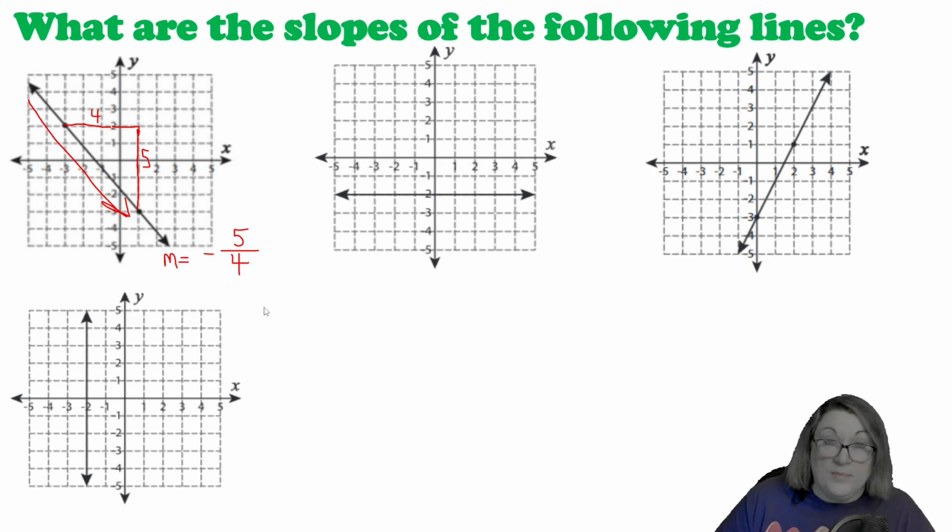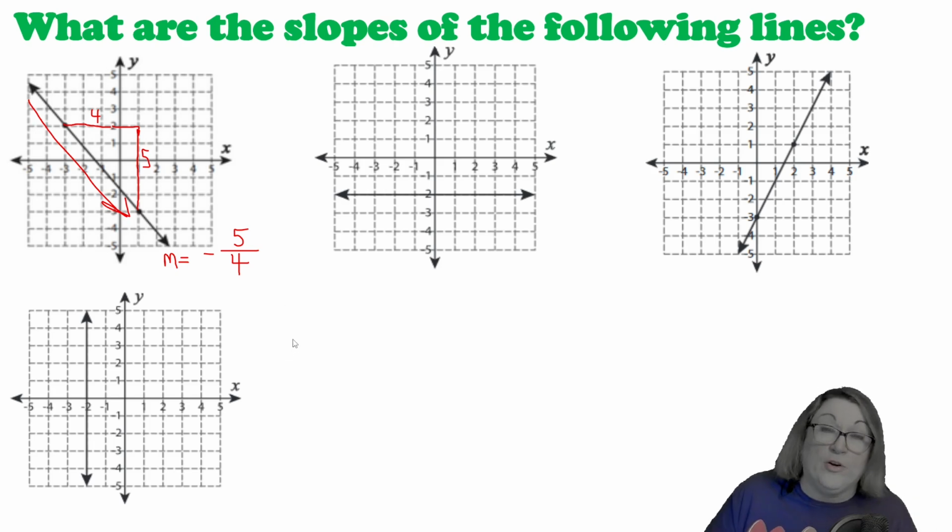That cannot be simplified. And we never really turn our slopes into mixed numbers. I realize that this can be turned into 1 1/4 as a mixed number. We don't want to turn our slopes into mixed numbers because it's easier to use the improper fraction when we go to graph the lines. So it's best to leave them in improper fraction form if you get an improper fraction.